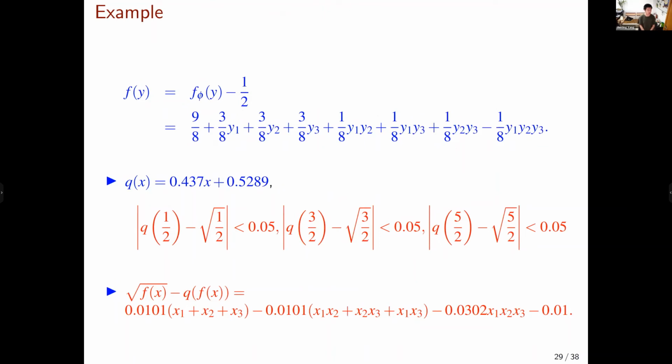Let's see an example. If we set f equal to f_phi minus 1/2, and q to be the linear function that approximates the square root function at the points 1/2, 3/2, and 5/2 with error less than 0.005, then we can find that the composition of q and f is close to the square root of the function f. We can see that the error of the Fourier coefficients is at most 0.03.